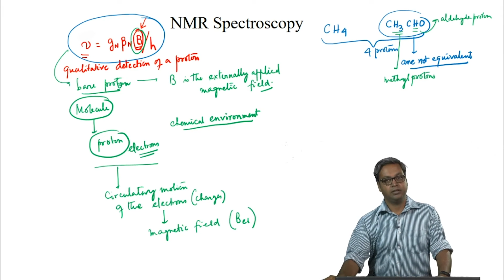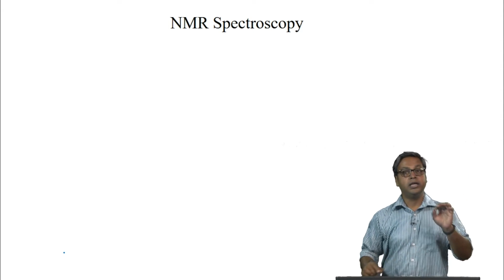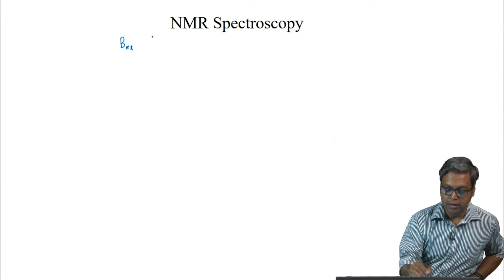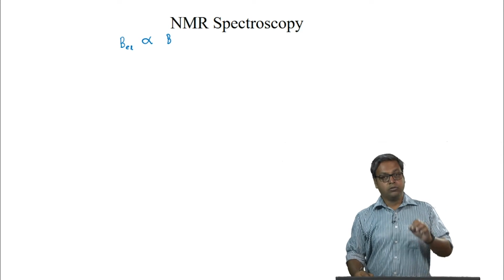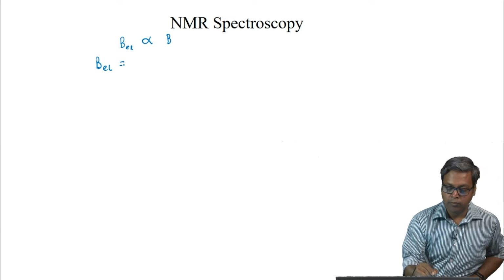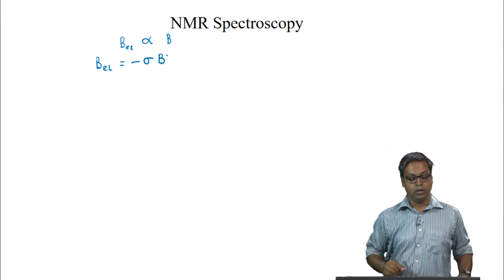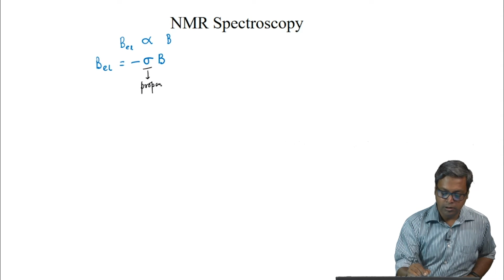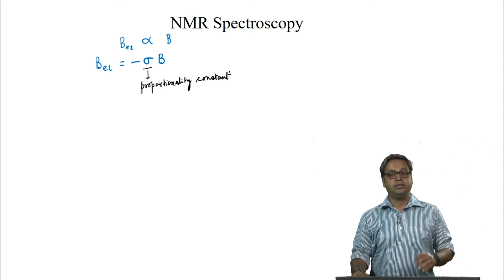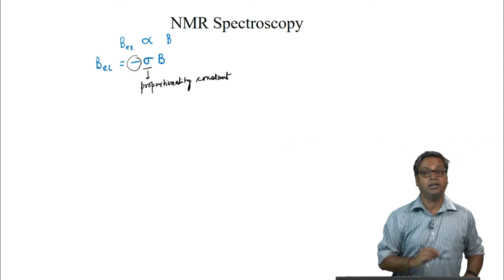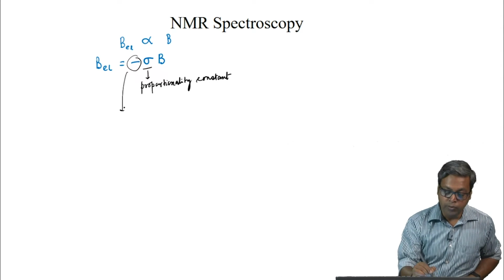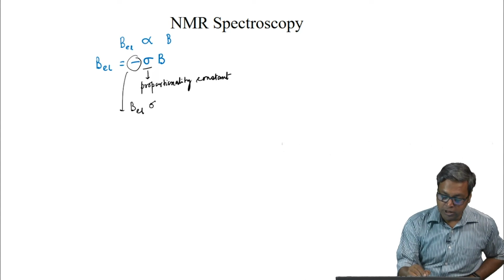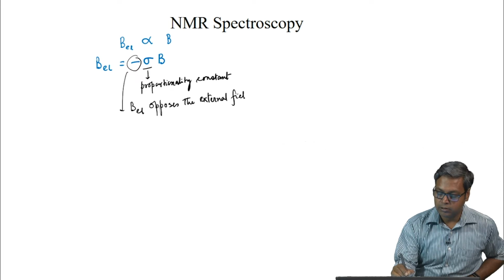So, for most of the cases, this BEL is proportional to B. So, we can write BEL equals minus sigma B, where this sigma is the proportionality constant, and the negative sign in this expression indicates that BEL opposes the external field, that is B.